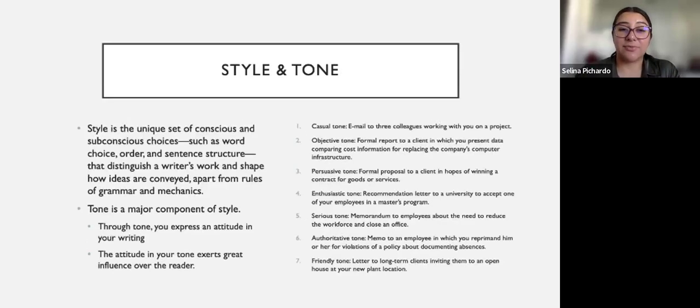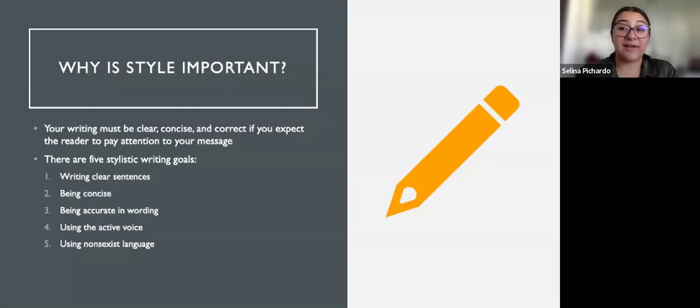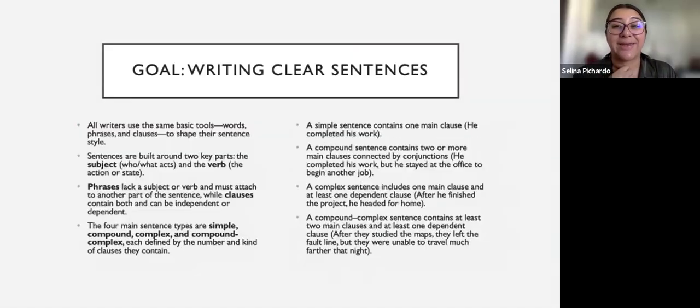So, as you remember, we're going to be going over five stylistic writing goals, okay? And the first one we're going to be going over is writing clear sentences. We all have the same basic tools to shape how we form our sentences. This could be words, phrases, and clauses. We're going to go back, a refresher to middle school, high school English.